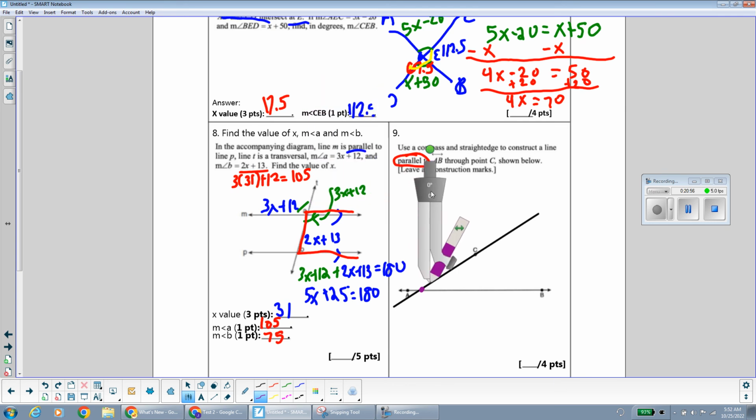I'm going to start off with my compass on the vertex of the angle I'm copying. Going to open up any distance, it doesn't matter. And I'm going to make an arc. The arc just needs to touch the angle in 2 spots. Without changing the measurement on my compass, I'm going to go up to point C, and using the same measurement that I used for down here, I made the same arc. Notice how it hits the line in a spot.